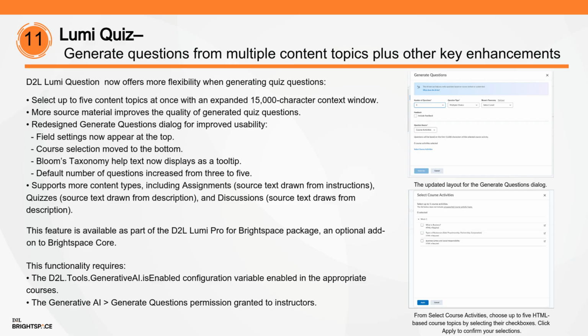This feature is available as part of the D2L Lumi Pro for Brightspace package, an optional add-on to Brightspace Core. To enable, ensure your org is entitled to D2L Lumi Pro, the generative AI tool is active, instructors have the Generate Questions permission, and the D2L.tools.generative.ai configuration variable is turned on in the appropriate courses.